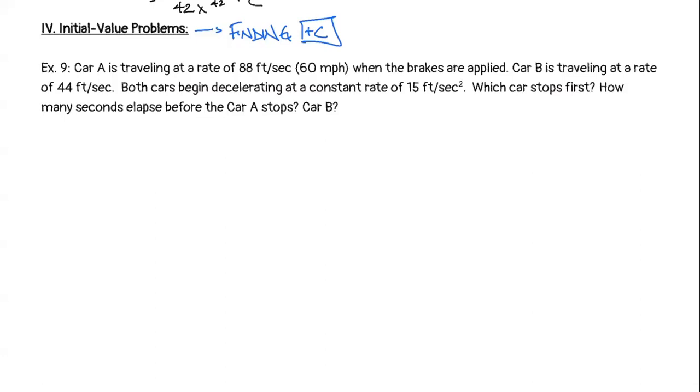Okay. And so what we're going to find out, though, is exactly how many seconds it's going to take car A to stop and how many seconds it's going to take car B to stop. Okay, so intuitively, we know that car B is going to stop first. But if we want to make this more specific, then we can think about using some of the stuff we've learned to actually figure out what's happening, okay?